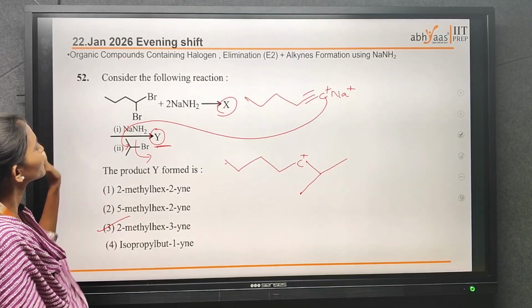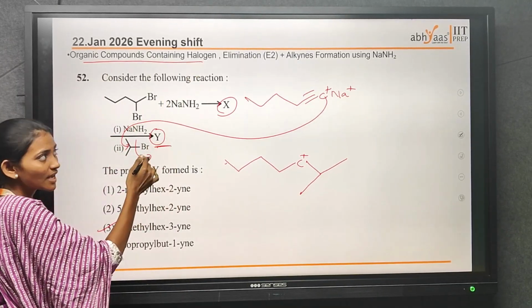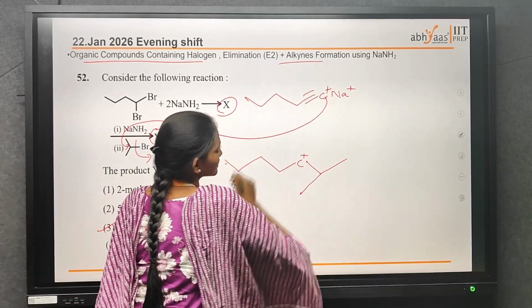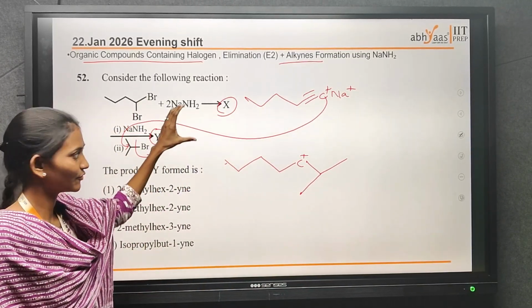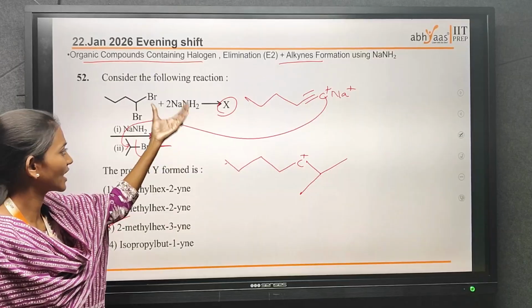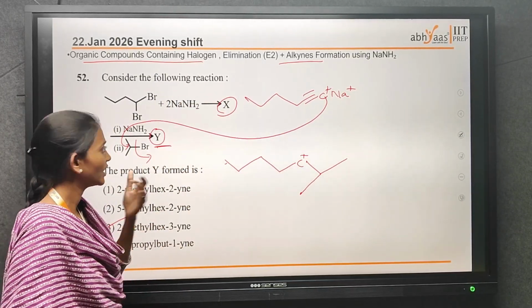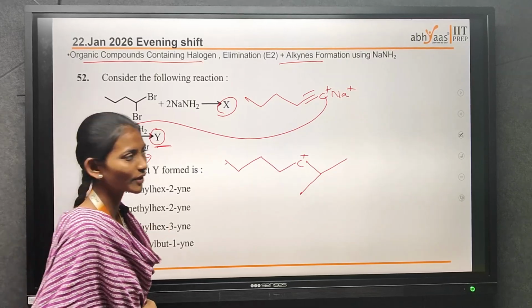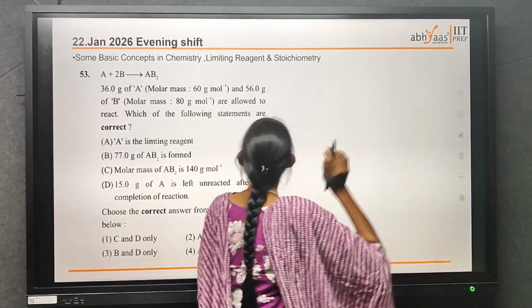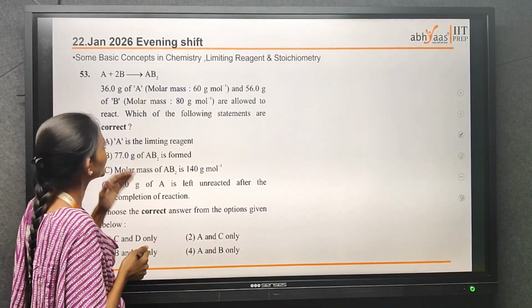This question is from organic compounds containing halogens. The subtopic is alkynes. When you do this, what is the reaction, what is the reagent forming here, and what is the product? If you know whether it is a leaving group or not, in that way you can assume the answer. And this is a moderate one, not that lengthy a question. Moving on to the third question, the 53rd question.